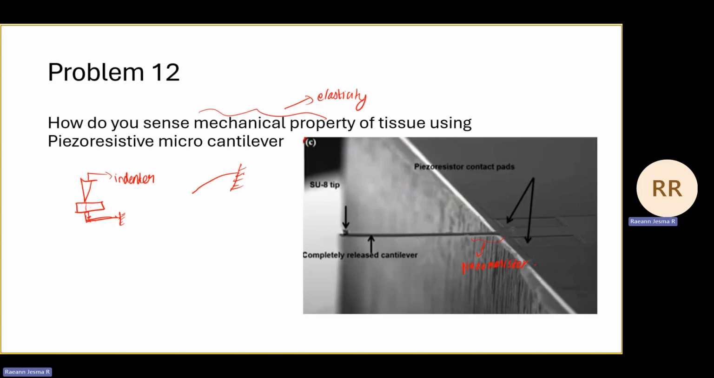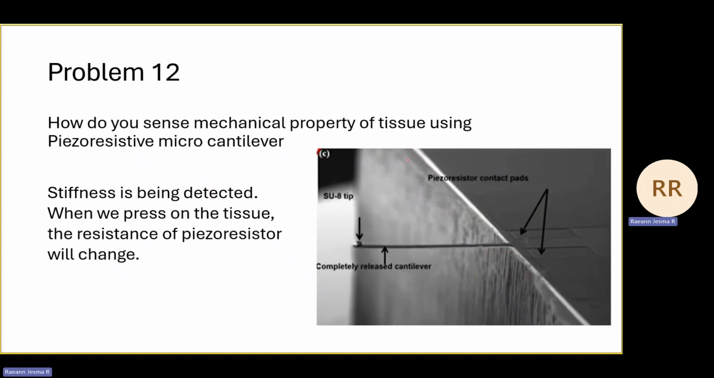So there if we place a piezoresistor, the change in strain will cause some change in the resistance of the piezoresistor. And by putting this piezoresistor in a circuit called a Wheatstone bridge circuit, we can find out how much change in output voltage is coming because of the bending of the cantilever. So the correct answer is that stiffness is being detected when we are pressing on the tissue, as the resistance of the piezoresistor will change.